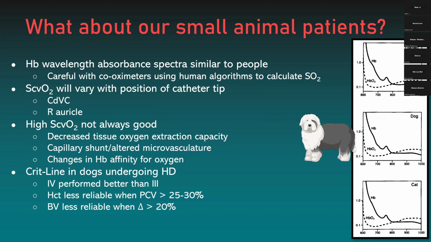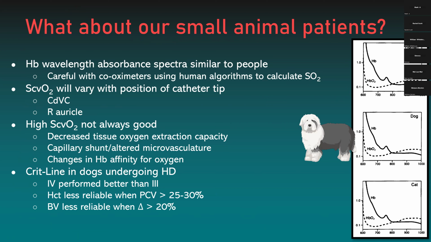And we just have to be a little bit careful if we're putting blood into a co-oximeter that's going to calculate saturation for us from a partial pressure of oxygen, because those machines may be using human algorithms. But of course, that's not what the Crit-Line does.